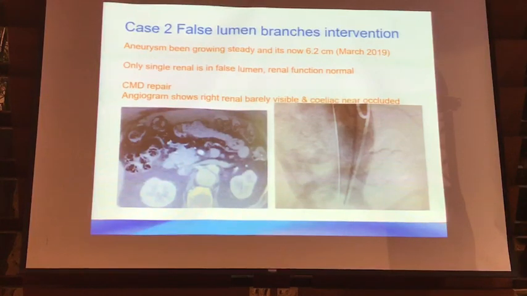So I ordered a CMD repair, and just prior to the repair, I did an on-table angiogram. It may not show very well, but the haziness on the left side of the slide is actually the false lumen of the aorta. You can just about see the left renal. The right renal is not visible at all, and the SMA is very visible.